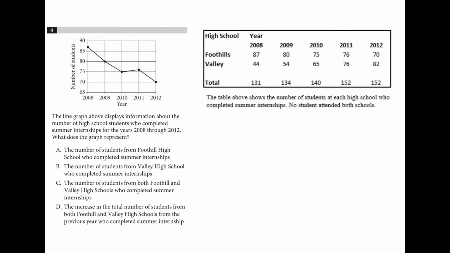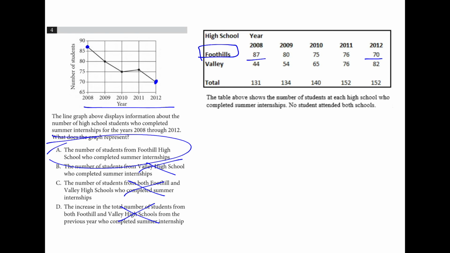So in this line graph, we see over time how many students completed summer internships. If we compare that with this table over here, we can see that in 2008, we are looking at 87. In 2012, we're looking at 70. So it appears we are only looking at Foothill. We're ignoring Valley or the total. So Valley is no good. Both is no good. Total number, it's just A.